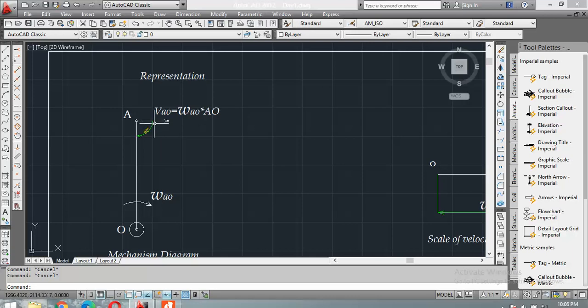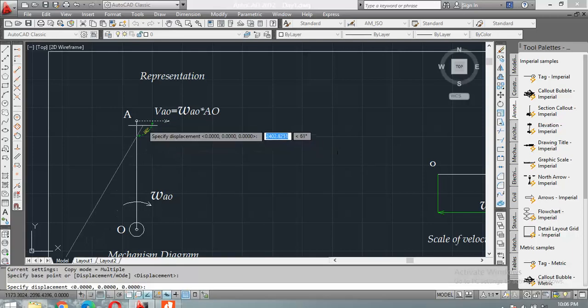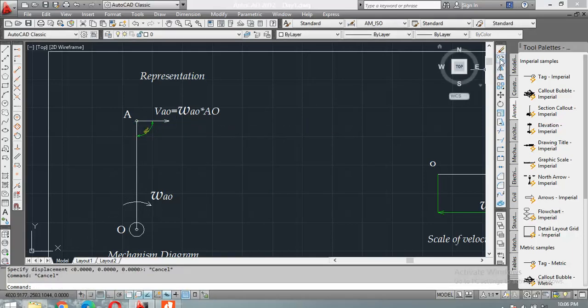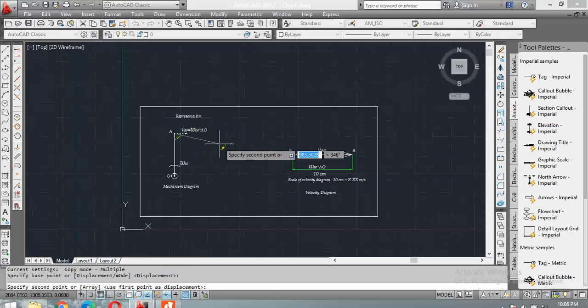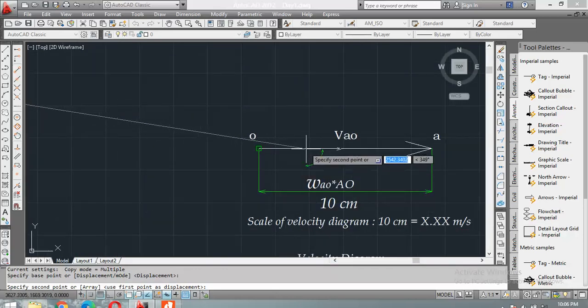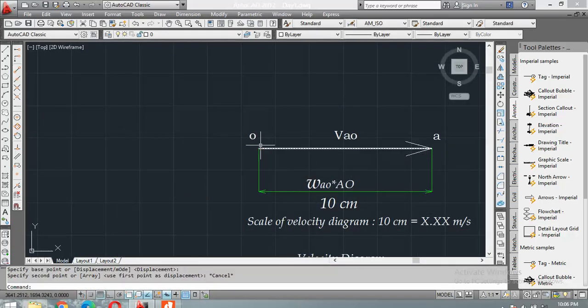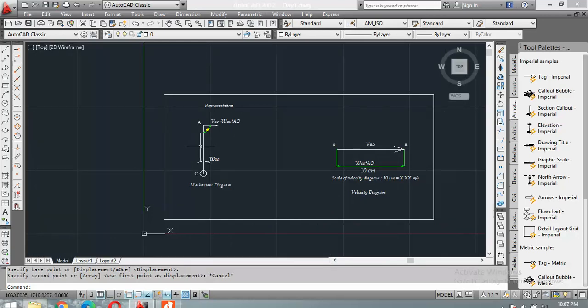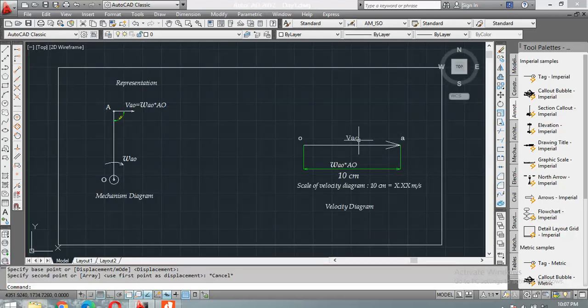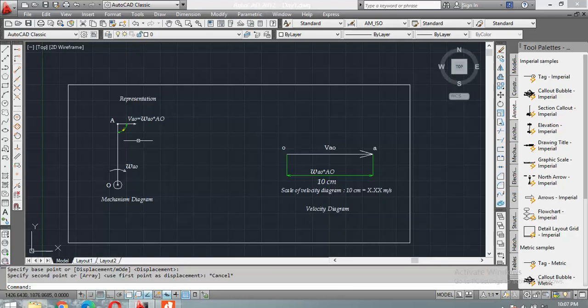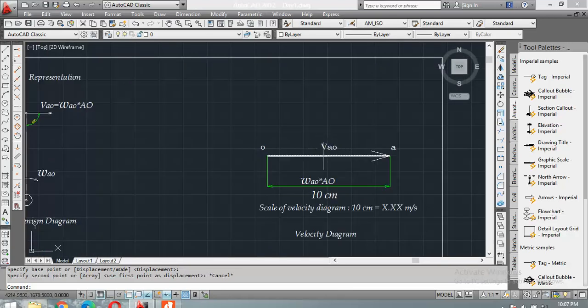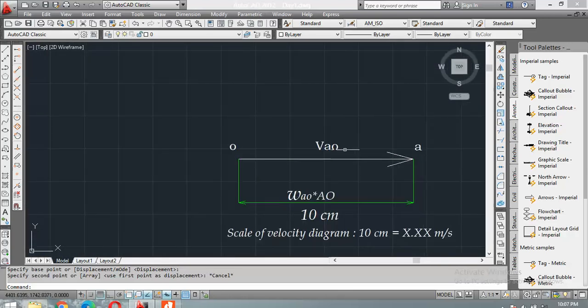From the mechanism diagram we will shift this vector, using your drafter or any other drawing instrument, and we will draw this vector into the velocity diagram here. This direction must be perpendicular to the link in the mechanism diagram. This vector represents the velocity of A with reference to O, so I am writing VAO. How will you give the nomenclature?